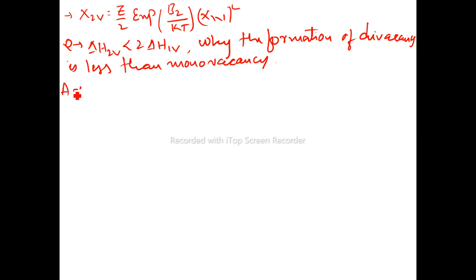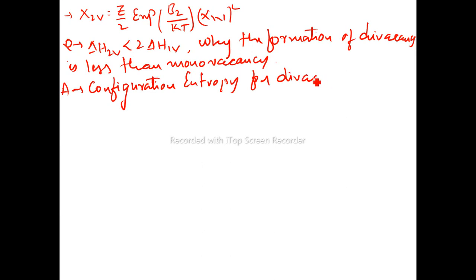The answer is based upon the configurational entropy for the divacancy, which is less than the monovacancy.